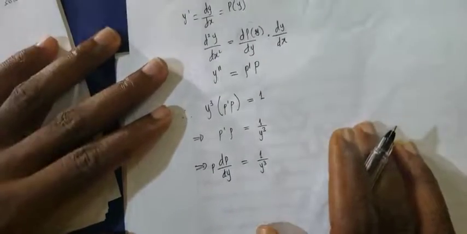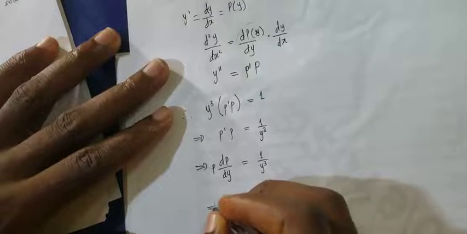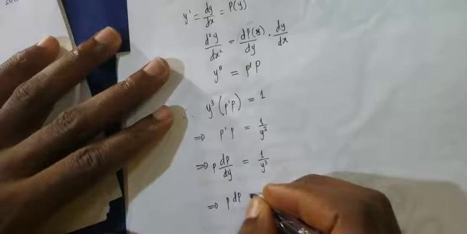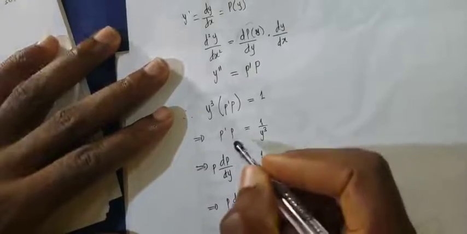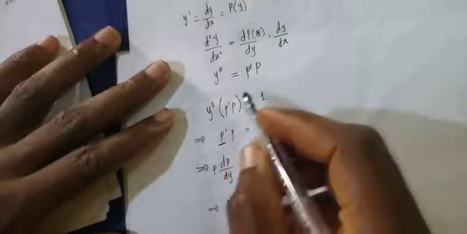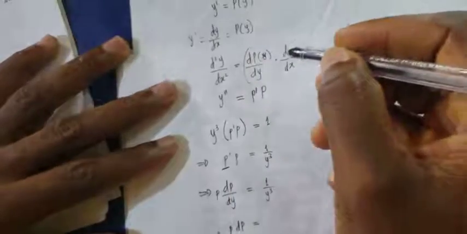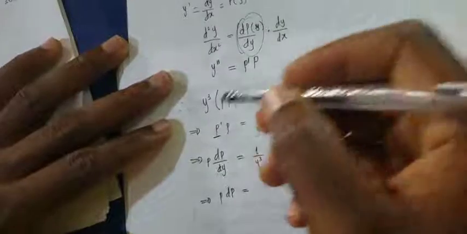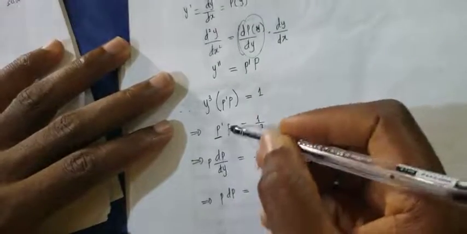So we can separate the variables. This is going to be p dp is equal to, I hope you got what we did here. P prime is dp dy. This is where we came about p prime, which is dp dy. So that's what we've done here. The dp dy multiplied by p.